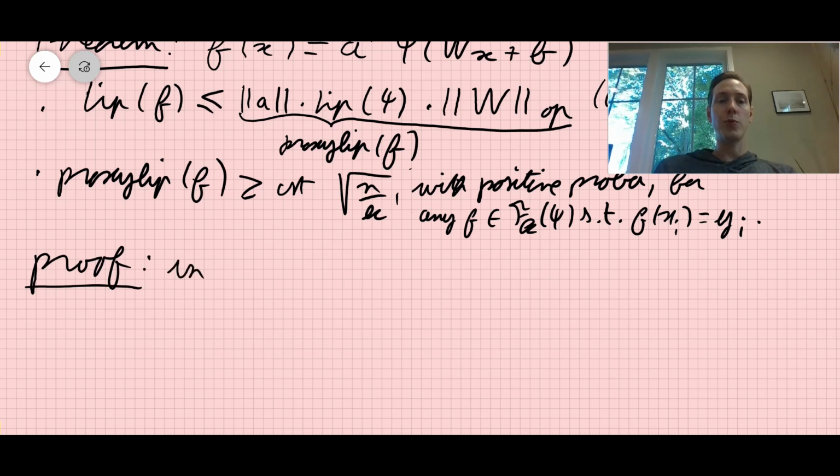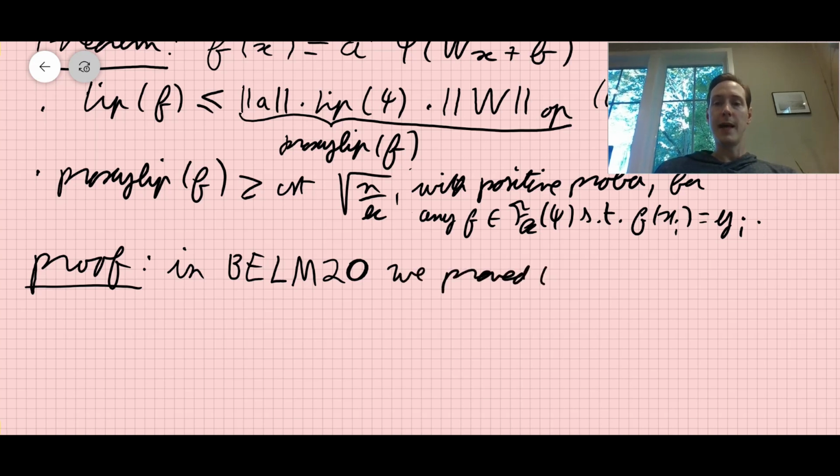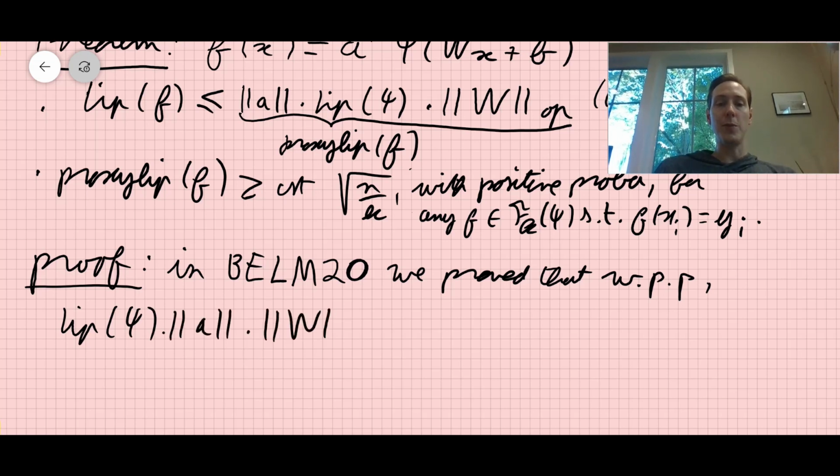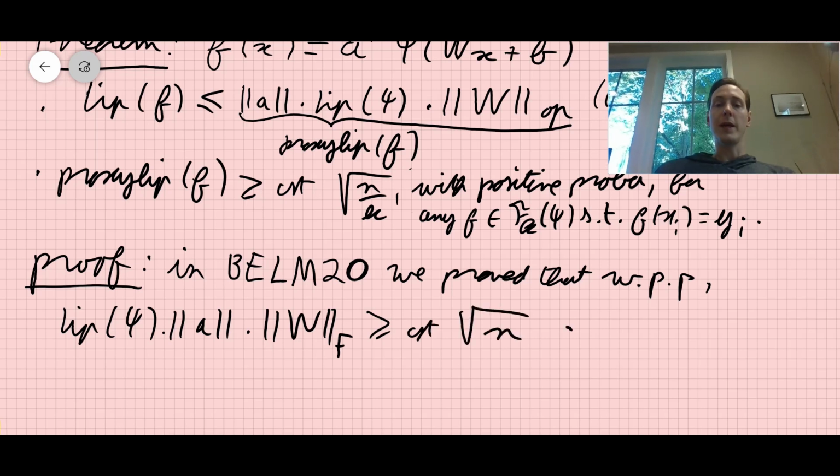So in our previous work, with Ronen Eldan, Yin Tat Lee, and Dan Mikulincer, we proved that again, with positive probability, the Lipschitz constant of psi times the norm of a times the Frobenius norm of W, the square root of the sum of the squares of the entries, has to be larger than some constant times square root of n. Okay, so let me explain. I won't reprove this part, but let me explain very simply.